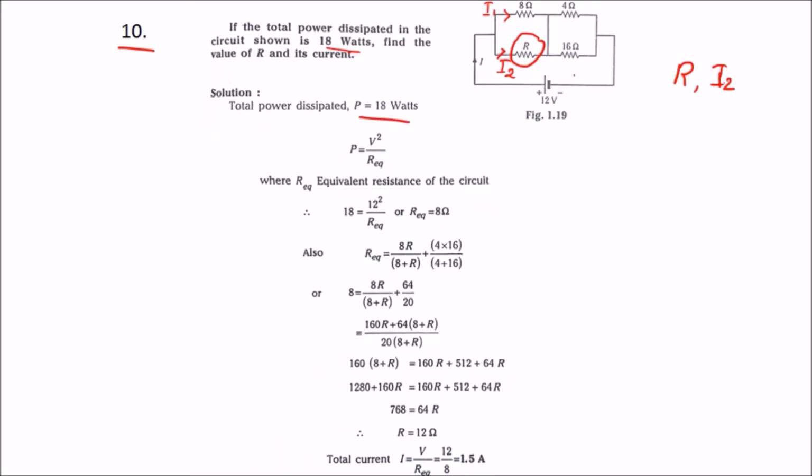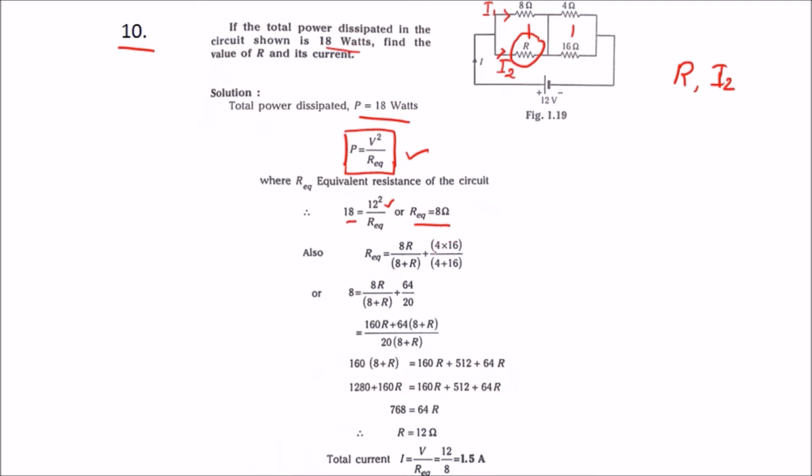Using this we can find the equivalent resistance, that is we know the power formula, that is P is equal to V square divided by R equivalent. R equivalent, as these both are in parallel and these both are in parallel, together the combination is in series. So we can find the equivalent resistance using this formula. We know that power is 18 and voltage is 12. So this will become 8 ohm, as 12 square is 144, which divided by 18 is 8 ohms. So we got that R equivalent is 8 ohms.